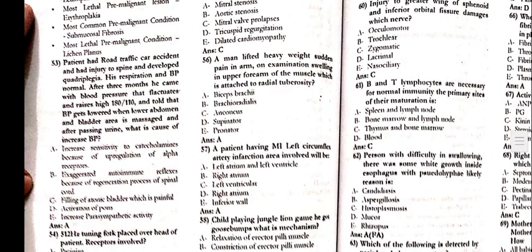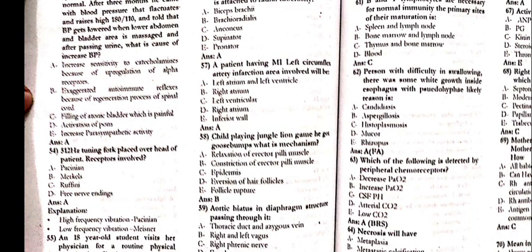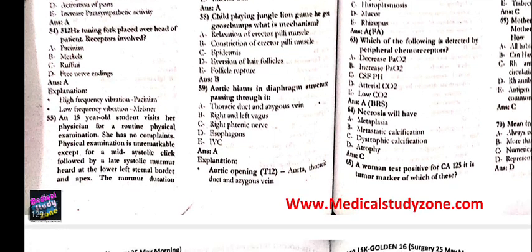56, a man lifted a heavy weight and had sudden pain in the arm. On examination, there is swelling in the upper forearm. The muscle which is attached to the radial tuberosity, that is the biceps brachii. 57, the patient having an MI with left circumflex artery infarction, the area involved would be the left atrium and the ventricle. 58, the child playing a jungle gym game got goosebumps. What is the mechanism? That is contraction of the arrector pili muscle.